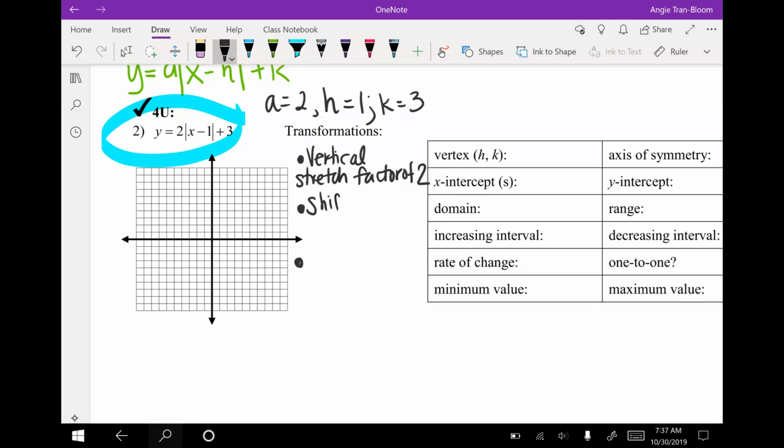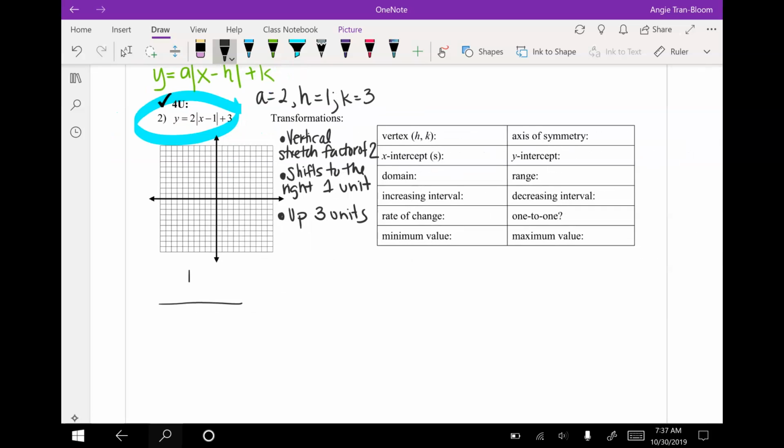Shifts to the right 1 unit. Now, is k positive or negative? So what direction is that going? Up. Shifts up, vertically shifting up. However you would like to say that. Up, how many units? 3 units, okay?